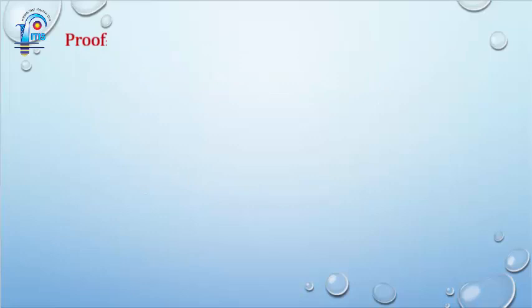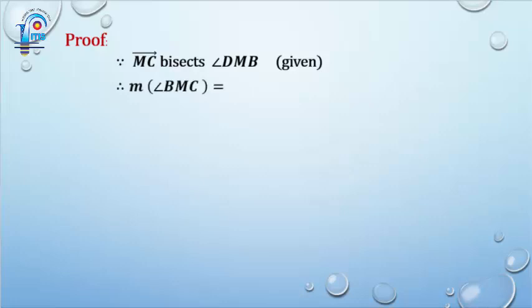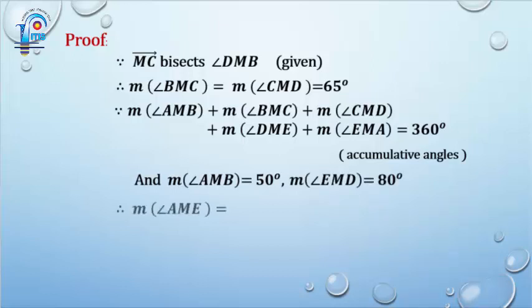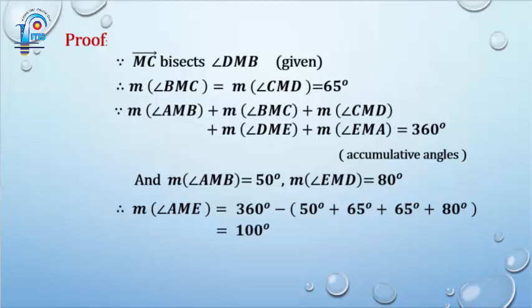Okay, write the proof. Since MC bisects angle DMB from the given, then measure angle BMC equals measure angle CMD equals 65 degrees. Okay, now measure angle AMB plus measure angle BMC plus measure angle CMD plus measure angle DME plus measure angle AME equals 360. Why? It's called the accumulative angles. The sum of angles around any point equals 360 degrees. Measure angle AMB equals 50 degrees, measure angle EMD equals 80 degrees, and measure angle AME equals what? 360 minus the sum of the other angles. Then 360 degrees minus 50 plus 65 plus 65 plus 80 degrees equals 100 degrees.